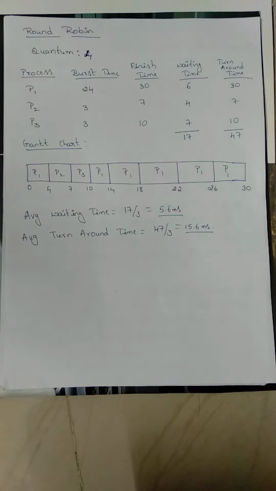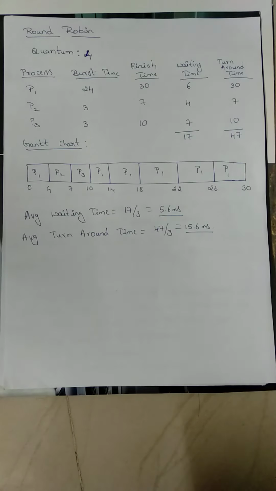of processes. The CPU scheduler picks the first process from the ready queue, sets a timer to interrupt after one time quantum, and dispatches the process. So this is how the round robin algorithm works.